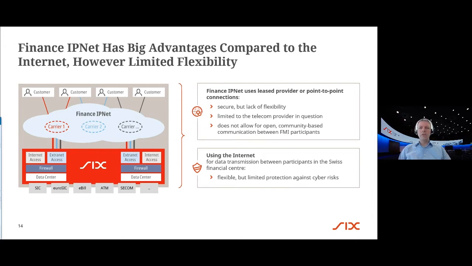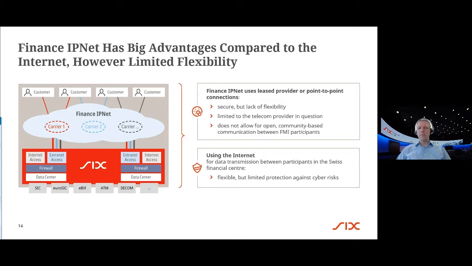So it's what we call a hub and spoke network, where the spokes would be the customers and the hub would be SIX. This is perfectly fine for centrally hosted applications and services such as SIC, and it's perfectly secure as well. Once it's set up, there is no means of crossing over from this network to the internet or vice versa, and it has been proven technology for the last 20 years. So it's really secure, but it lacks a bit of flexibility.